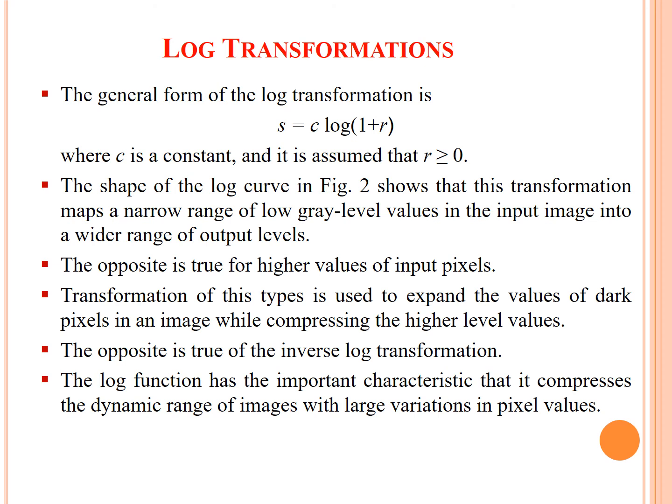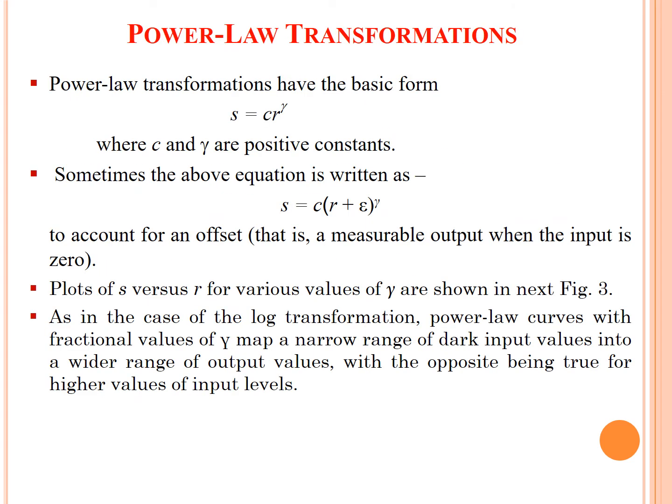The log function has the important characteristic that it compresses the dynamic range of images with large variations in pixel values. Power law transformation. This transformation has the basic form s = c r^gamma, where c and gamma are positive constants. Sometimes this equation is written as s = c (r + epsilon)^gamma to account for offset, that is a measurable output when the input is 0.